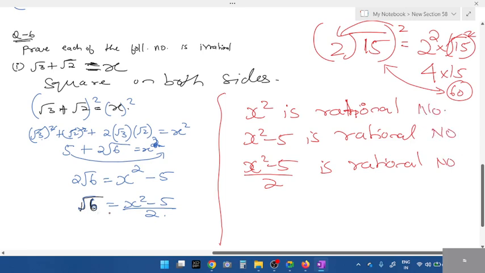Do you think left hand side is equal to right hand side? What is root 6? Rational or irrational? Irrational. Right hand side, all three are rational numbers. Do you think left hand side is equal to right hand side? Are they equal? No. This is the statement you have to write in terms of words.